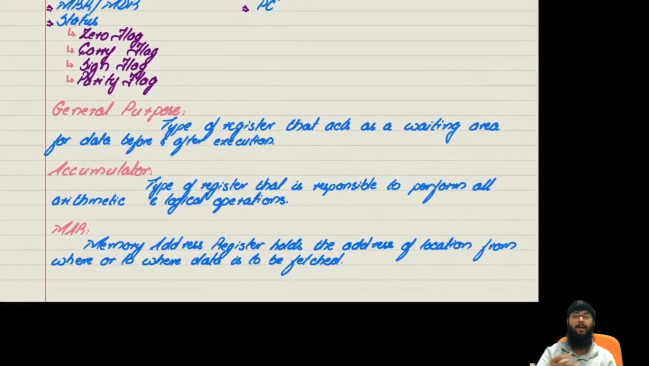Then we do have an MAR. The MAR actually holds the address of the memory location. As we all know, in the system, computer memory is divided into categories, or you may say small sections, and each section has a particular unique ID number.